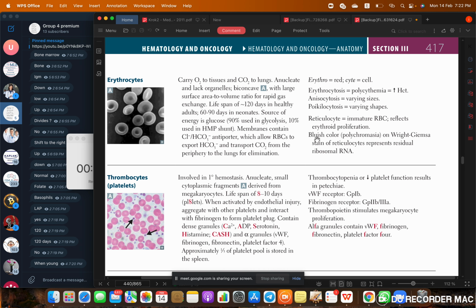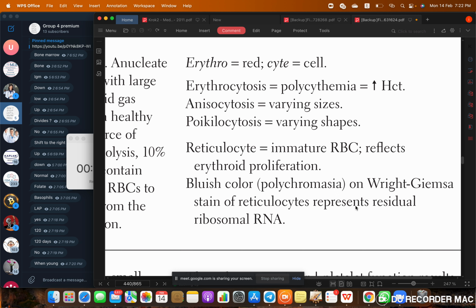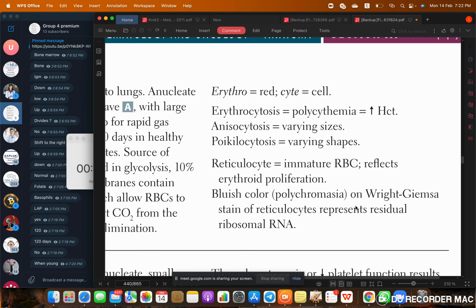So basically what they write here, different words, and what do they mean? Erythrocytosis is the same as saying polycythemia, which means an increase in the hematocrit. Anisocytosis, aniso, it has an S, so it's the size stuff. So anisocytosis is the size problem, while poikilocytosis is the shape stuff. So when they say anisopoikilocytosis, it means that they have disturbances in the size and shape, and you need to think about some type of a deficiency.